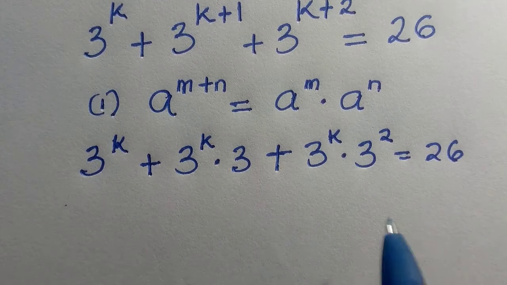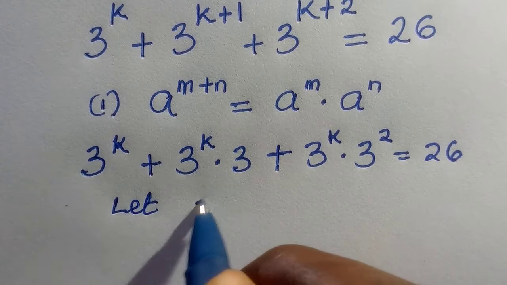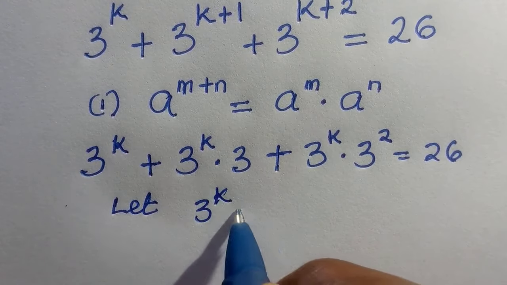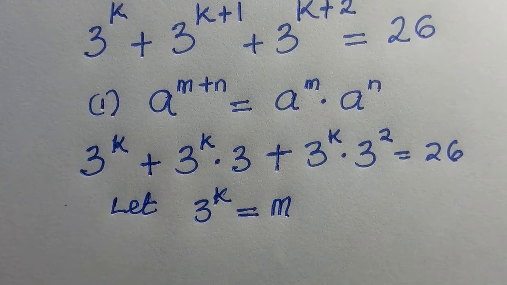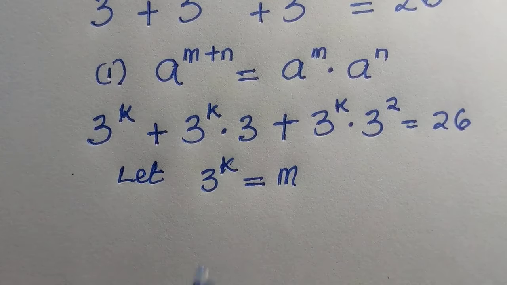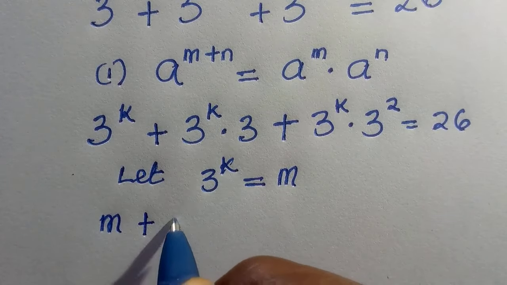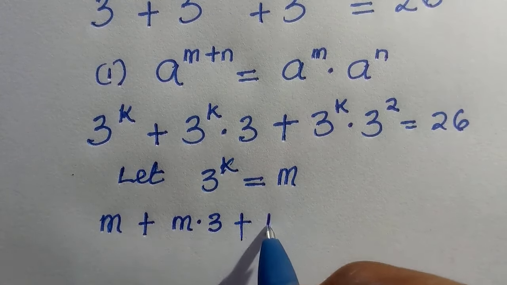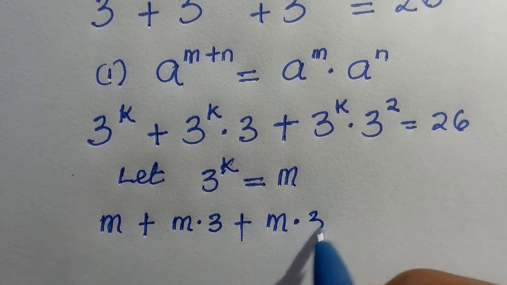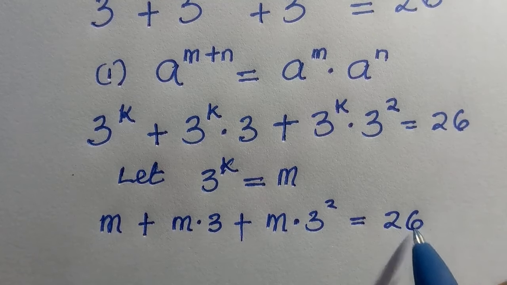So we have 3 to the power of k, which is common. To make it easy, let 3 to the power of k equals m. That is, we have m plus m multiplied by 3 plus m multiplied by 3 square equals 26.